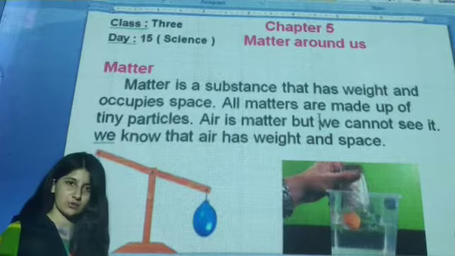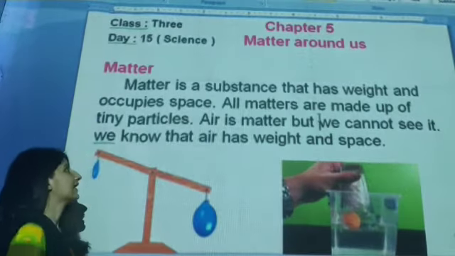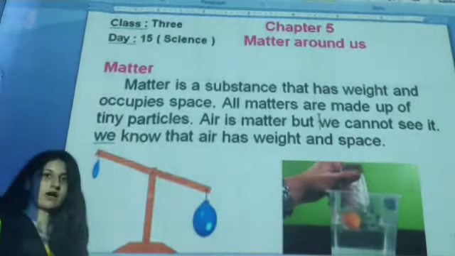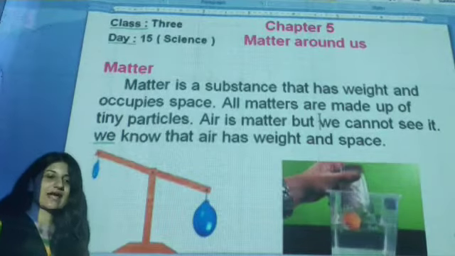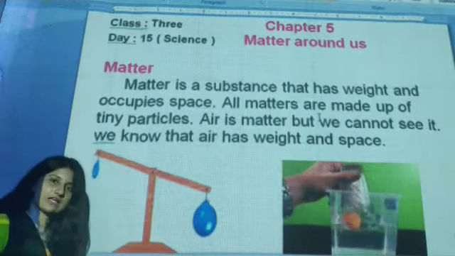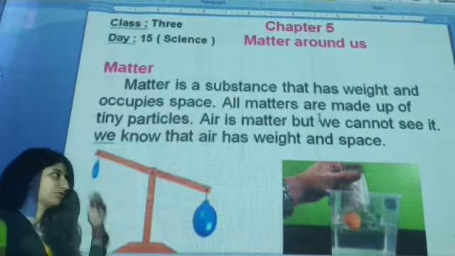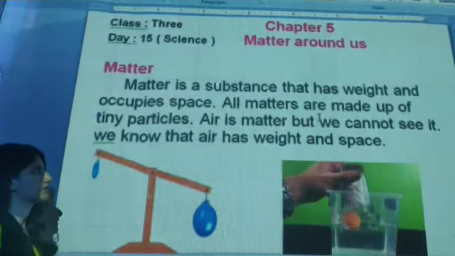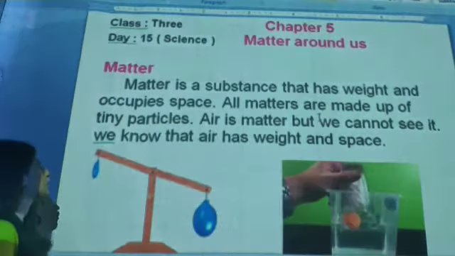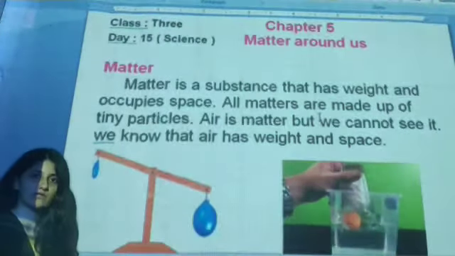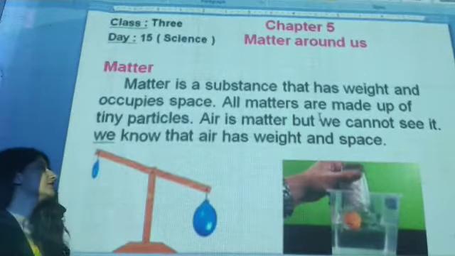In today's class, we are going to start our new chapter, chapter 5, Matter Around Us. We see many kinds of things around us. They are living things and non-living things, and they are made from matter. Matter is a substance that has weight and occupies space.